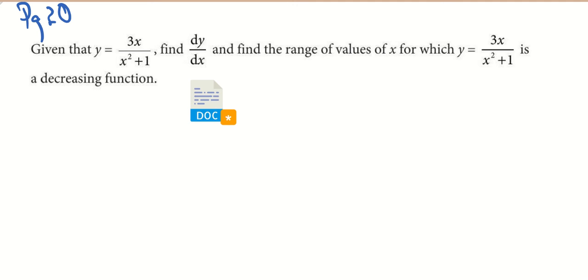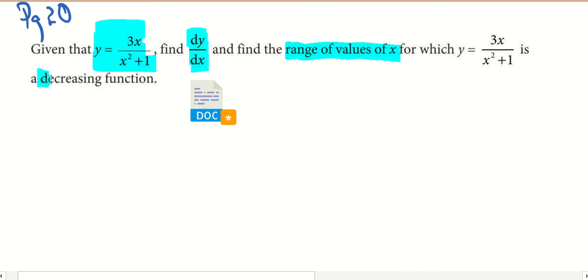Okay, when this question is given to me, I need to read the question carefully. First thing, we all agree the original expression or equation given to us is really the simplest form. I cannot simplify anymore, so I likely have to make use of the quotient rule later. Okay, I need to find the first derivative. After that, I need to solve for the range of values of x for decreasing function.